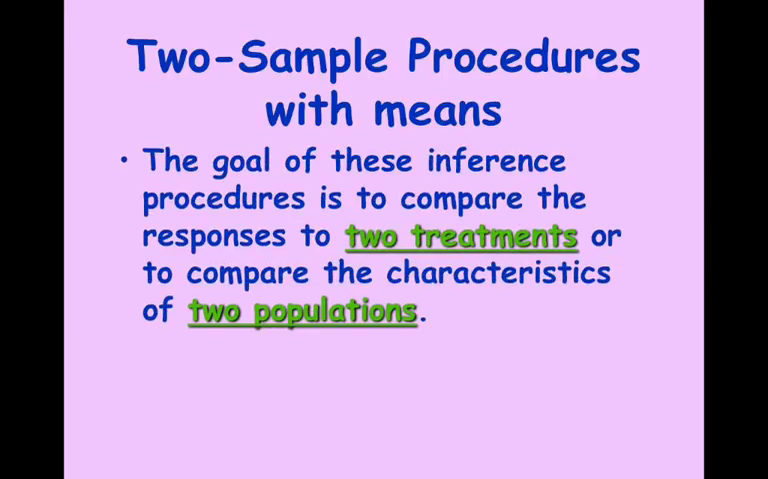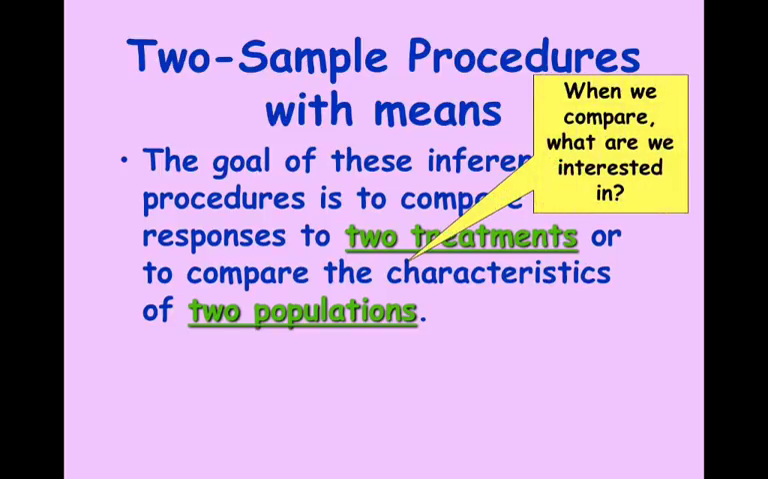When we're looking at two sample procedures with means for inference, today we're going to look at both confidence intervals and hypothesis tests for two independent samples. The goal of these inference procedures is to allow us to compare two treatments, so we can compare the response or the outcome from two different independent treatments, or we can compare the characteristics of two different populations. Let's say we're looking at college males and college females and their study habits, or maybe something else. So we can compare those two different populations.